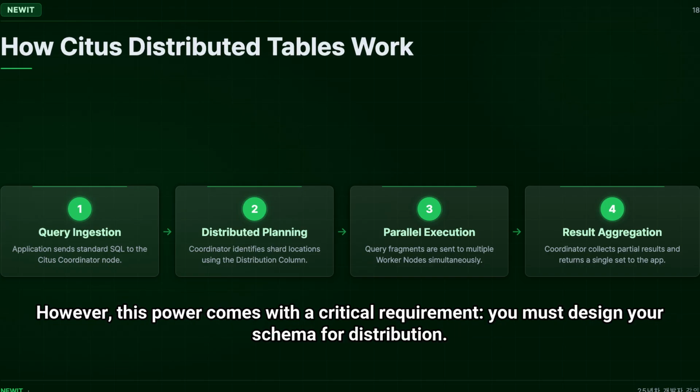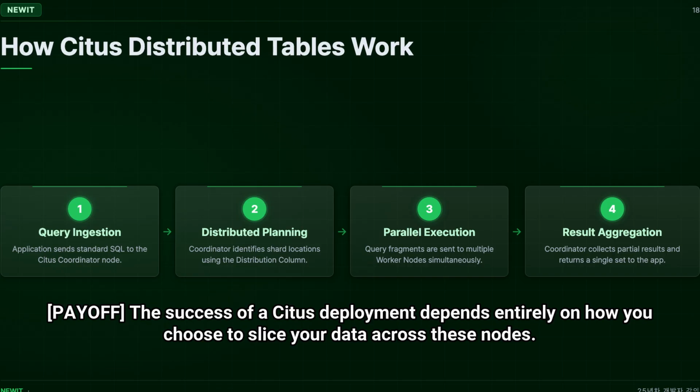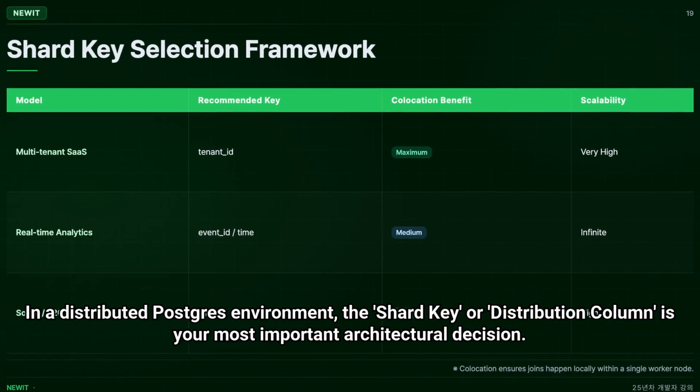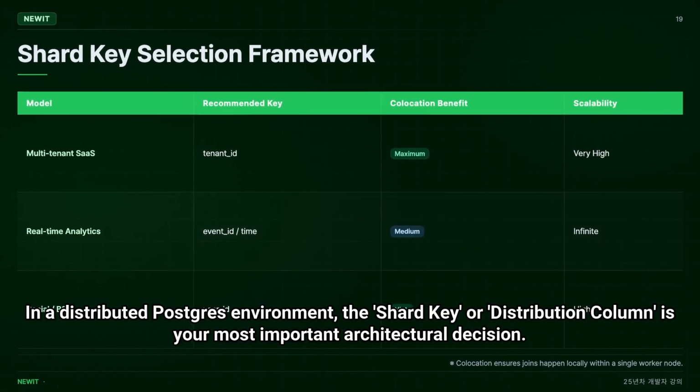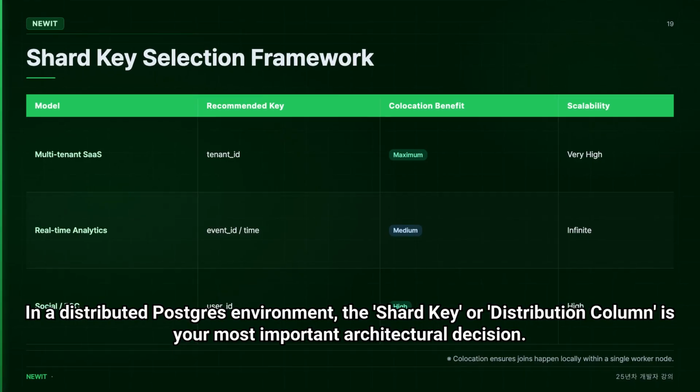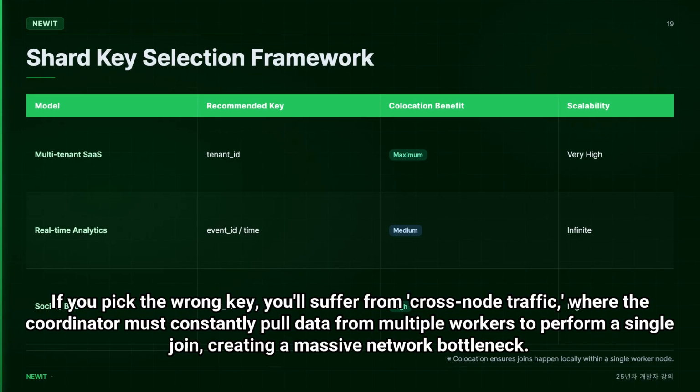However, this power comes with a critical requirement. You must design your schema for distribution. Payoff: the success of a Citus deployment depends entirely on how you choose to slice your data across these nodes. In a distributed Postgres environment, the shard key or distribution column is your most important architectural decision. If you pick the wrong key, you'll suffer from cross-node traffic, where the coordinator must constantly pull data from multiple workers to perform a single join, creating a massive network bottleneck.